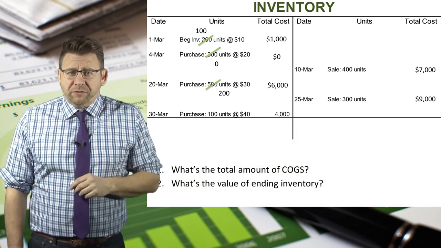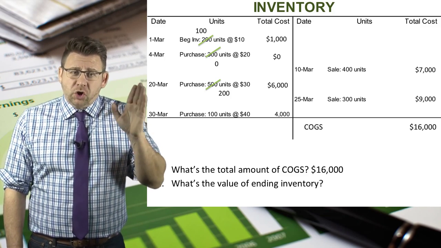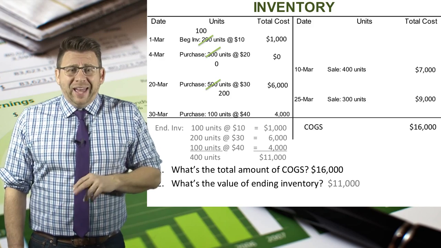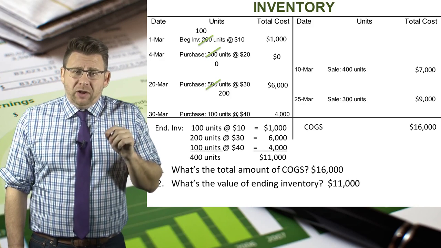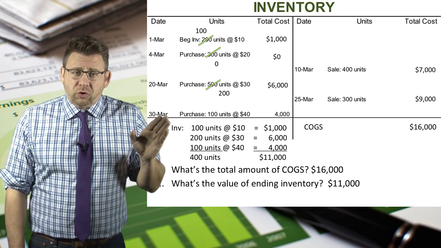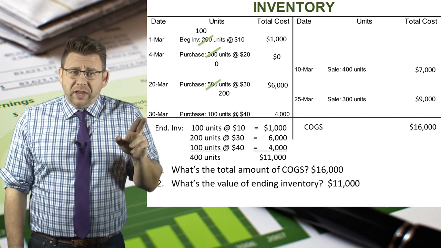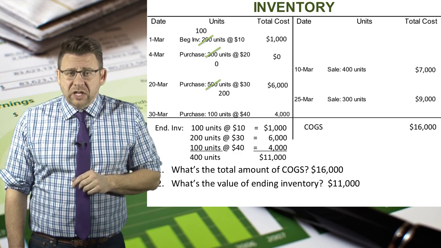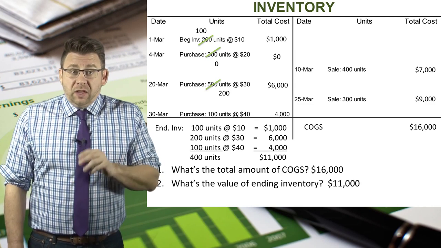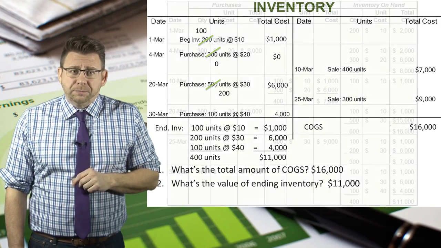So what is the total amount of cost of goods sold and what is the value of our ending inventory? Cost of goods sold is the total of the credit side of the inventory account, which in this case is $16,000. Ending inventory is the remaining amount on the debit side of the inventory account. There are 100 units from beginning inventory with a total cost of $1,000, 200 units from March 20th with a total cost of $6,000, and 100 units from March 30th with a total cost of $4,000. This totals 400 units of inventory at a value of $11,000.